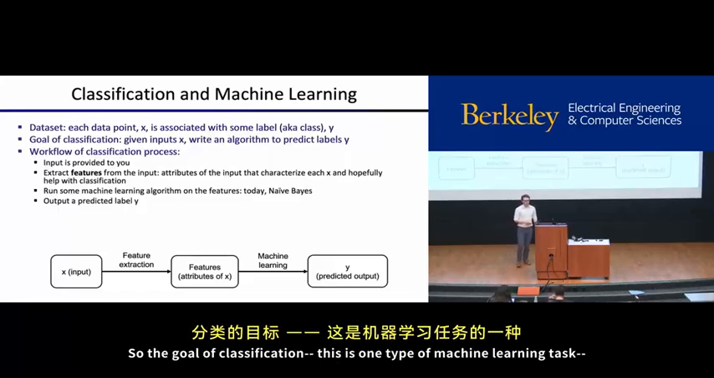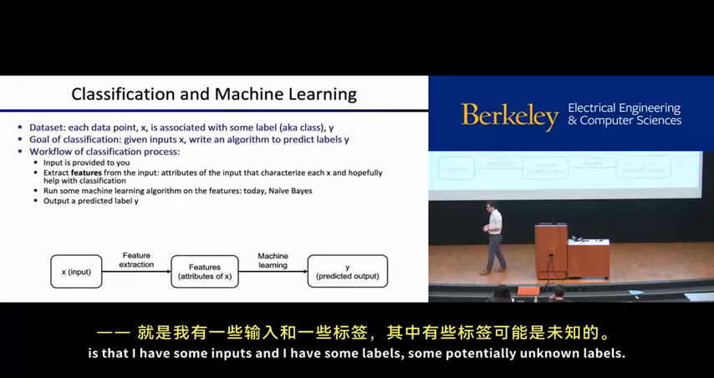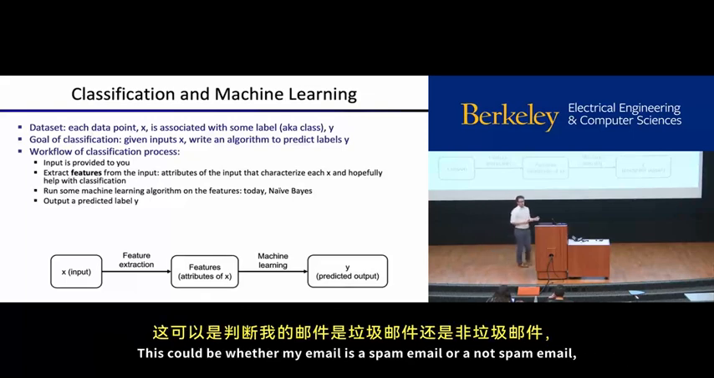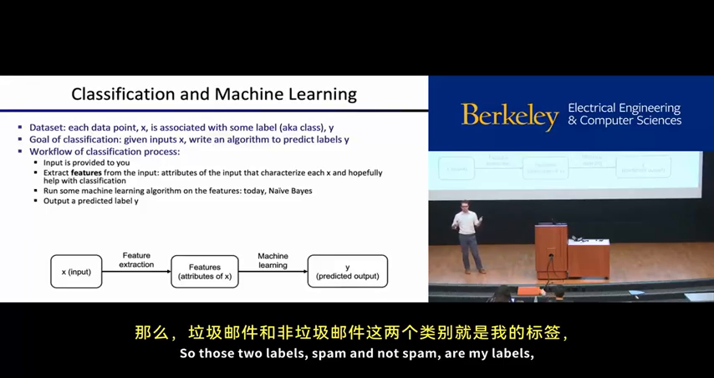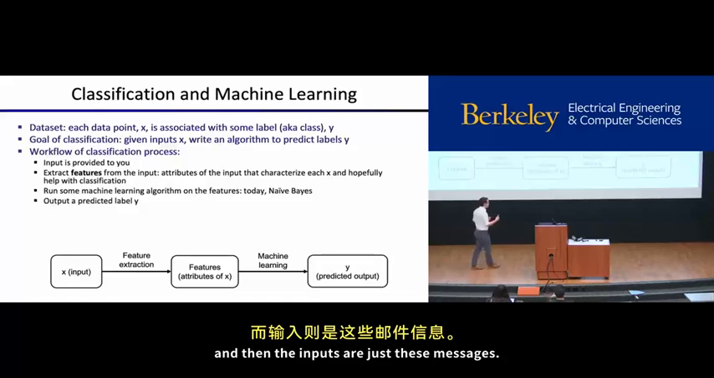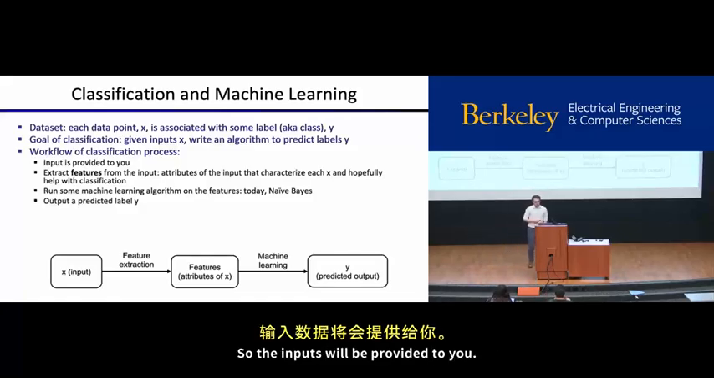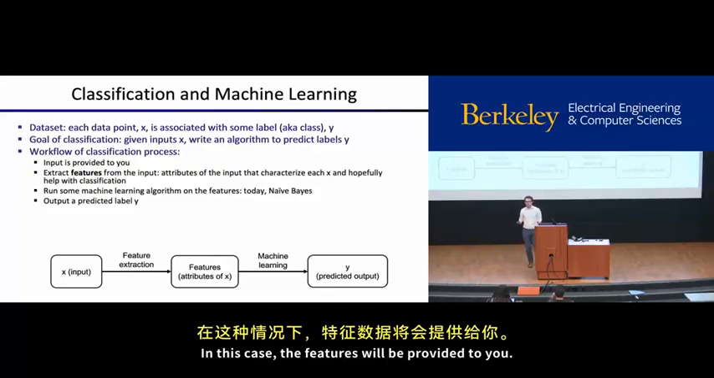So the goal of classification, this is one type of machine learning task, is that I have some inputs and I have some labels, some potentially unknown labels. This could be whether my email is a spam email or a not spam email, and I want to decide which one it is. So those two labels, spam and not spam, are my labels. And then the inputs are just these messages. So the inputs will be provided to you. In this case, the features will be provided to you.